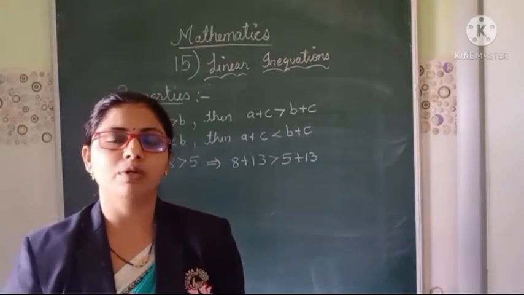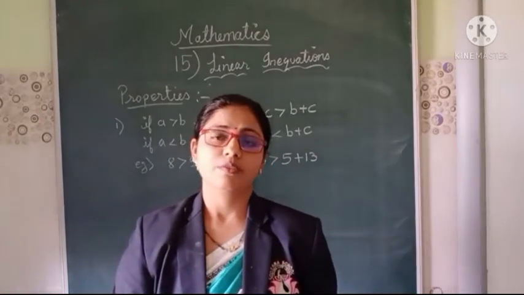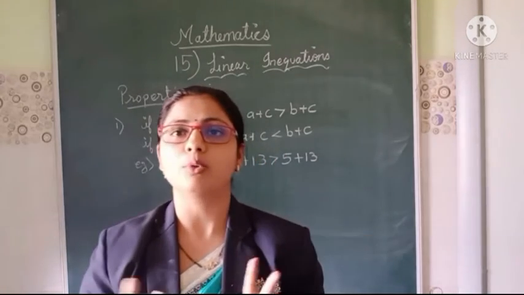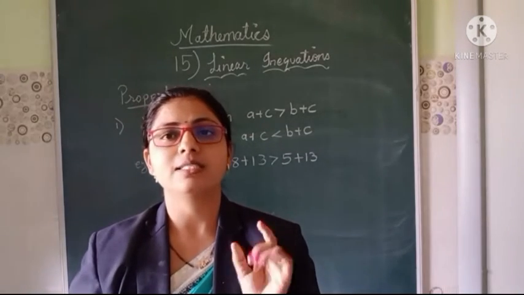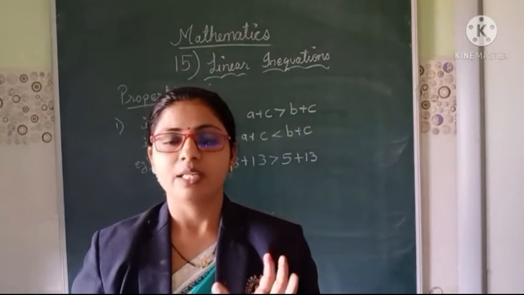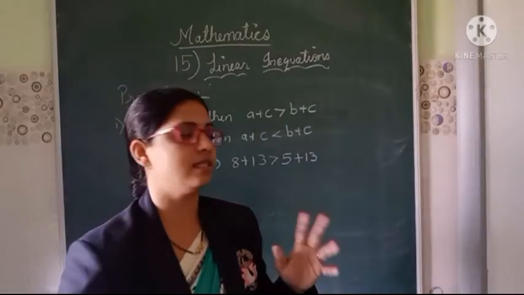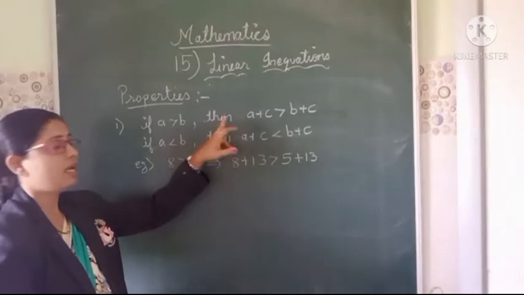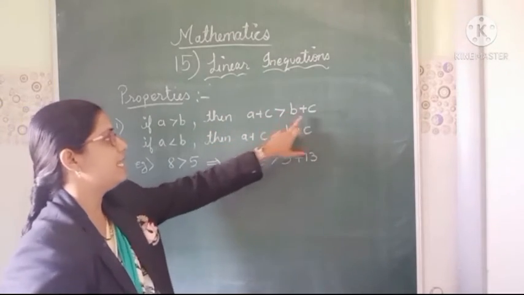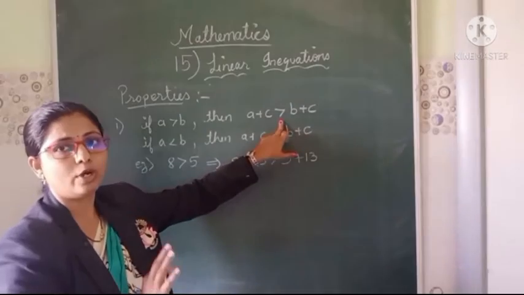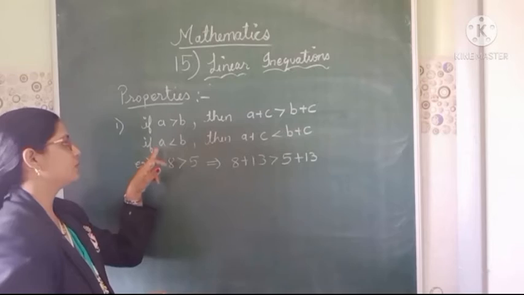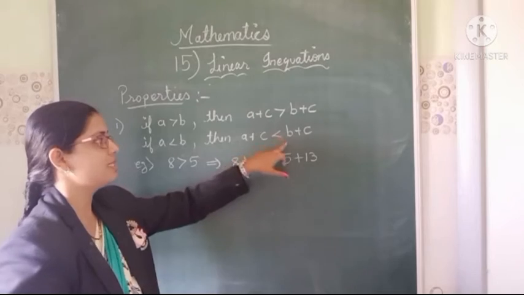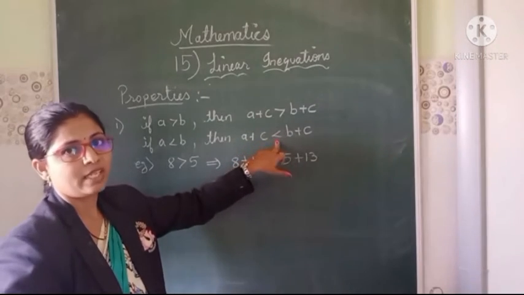Now let us study the properties of the same. The first property: when you add a number to the inequation on both sides, the statement will still be the same. There is no change in the sign. You can see here, if a > b and we add c to both a and b, the sign will still be the same, it will not change. In the same way, if a < b, then a + c and b + c, meaning c is added to both sides, the sign still remains the same. There will be no change.